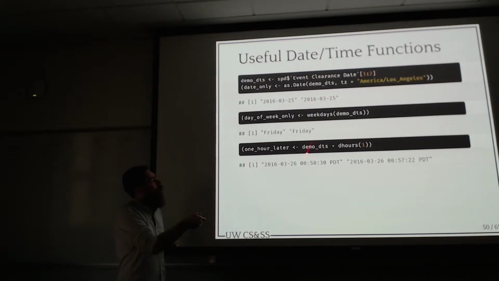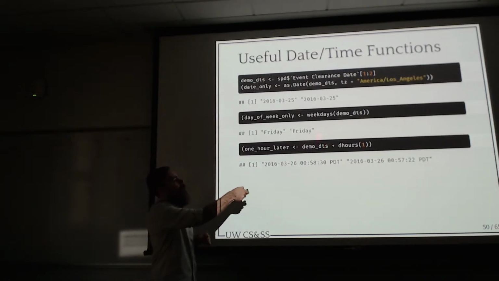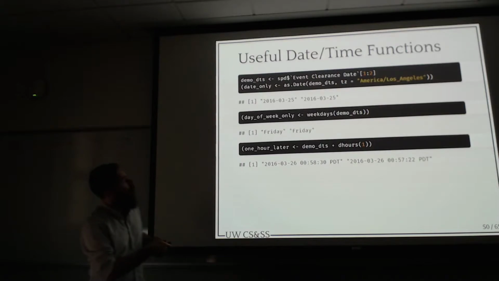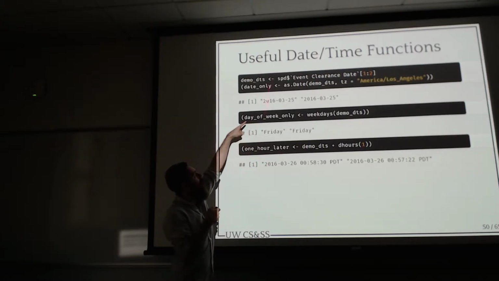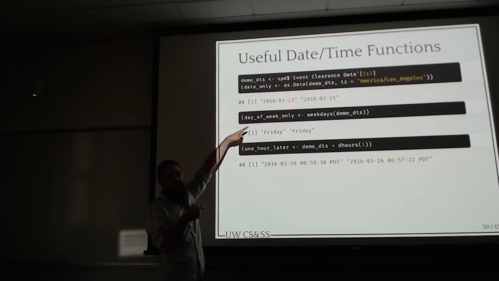Okay? I might want to do something like do math with things. Like for instance, what if I'm not interested in a given hour, but I'm interested in what was an hour later? I could say, give me a particular date-time object plus dhours(1). This says, I want to add 1 hour to this. We looked at the original time, which I don't have shown here. This just increased it by an hour. But see here, this was on 2016-03-25.